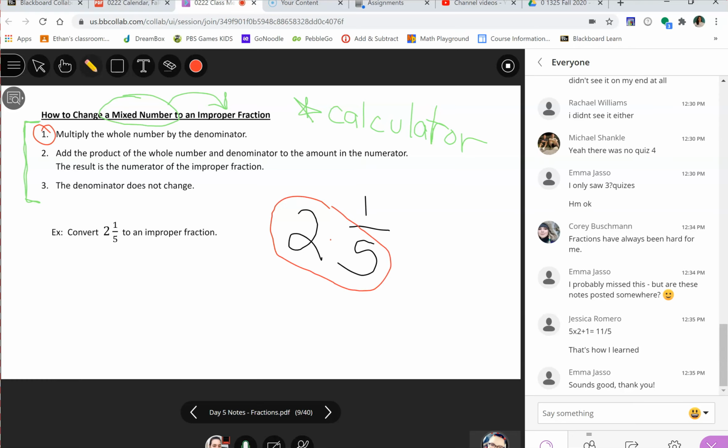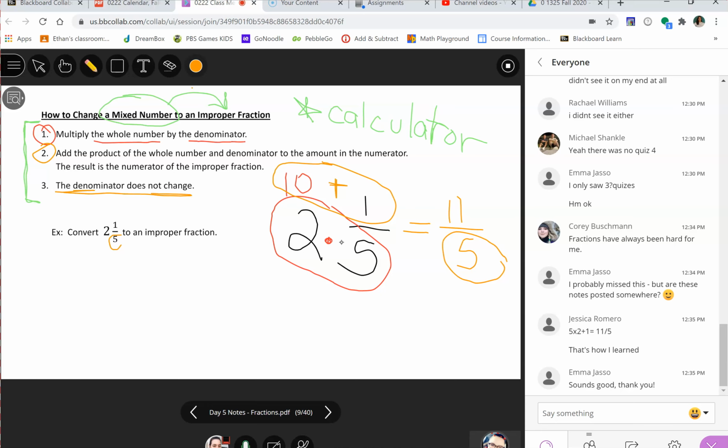Okay, so step 1 says 2 times 5. You multiply the whole number, 2, by the denominator, 5, and you get 10. Then the next step says you add the product of the whole number and the denominator to the numerator. So you add the 10 to the numerator. And then when you do that, you get 11. Sorry, not 11 out of 10. What is it? 11 out of 5, because there's 5 pieces in a whole. So the denominator does not change. Your denominator does not change.